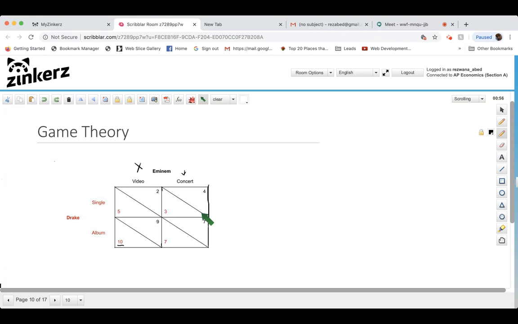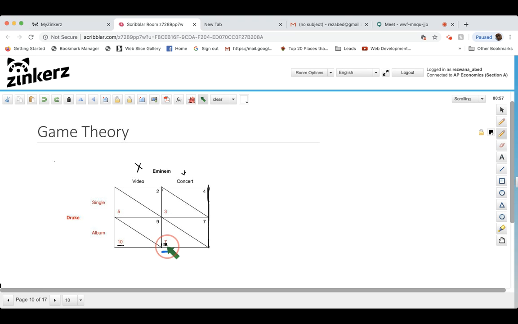And we're going to compare the ones in red to the ones in black. So you're only comparing, so that Eminem is only doing a concert. This is not in question, right? So knowing that Eminem is going to do a concert for sure, what am I better to do? If you are Drake, are you better off doing a single or an album? So you're only looking at your own numbers, right? What is my best response knowing that Eminem is doing a concert? Album, right? Because 7 beats 3.